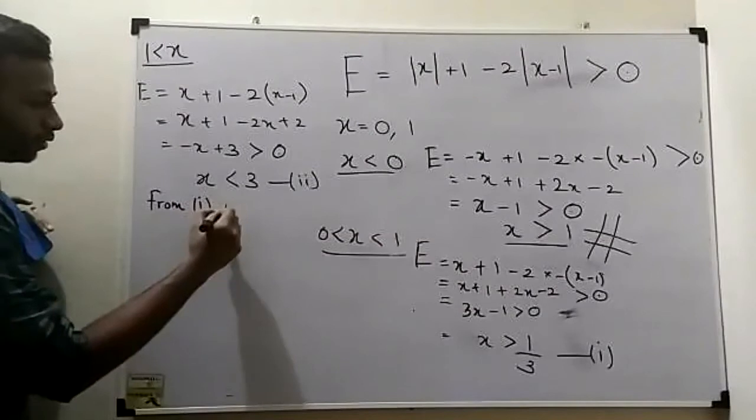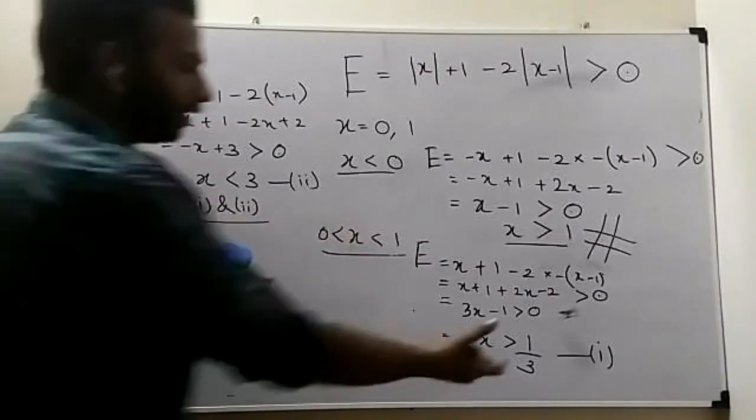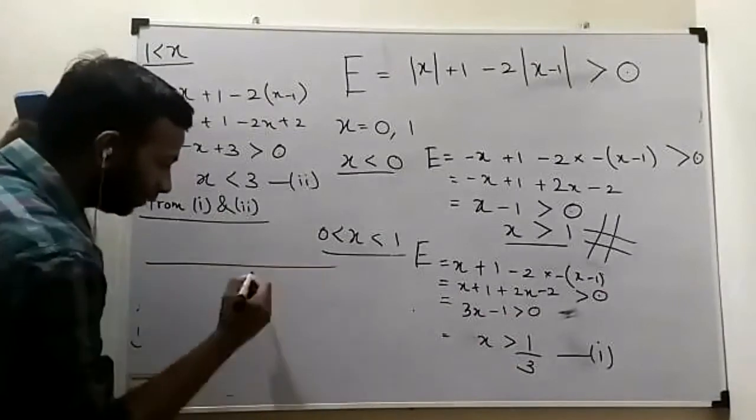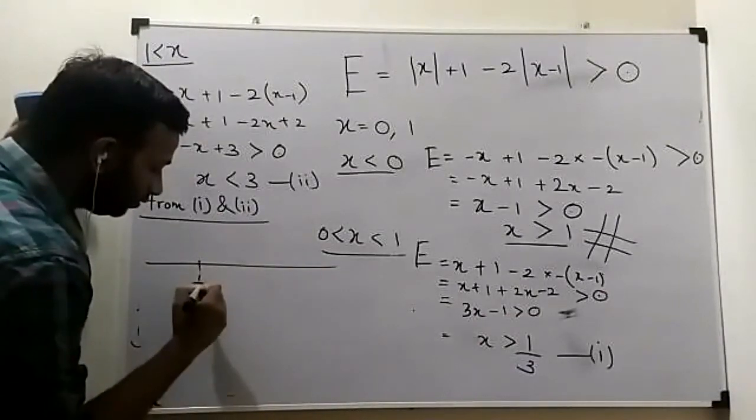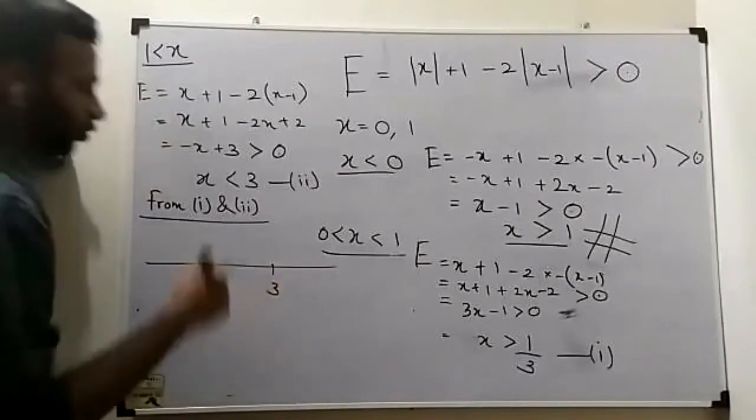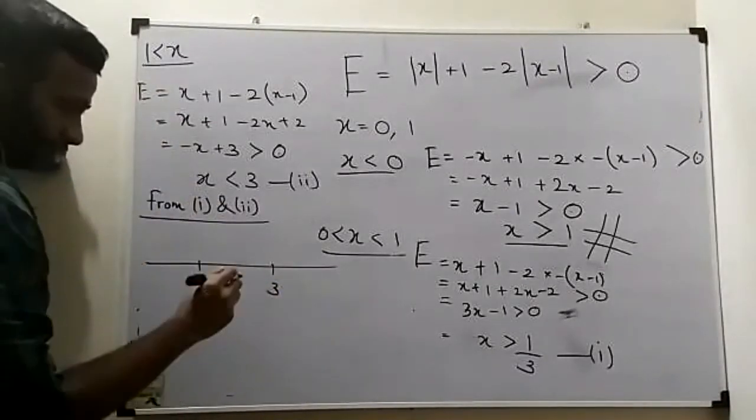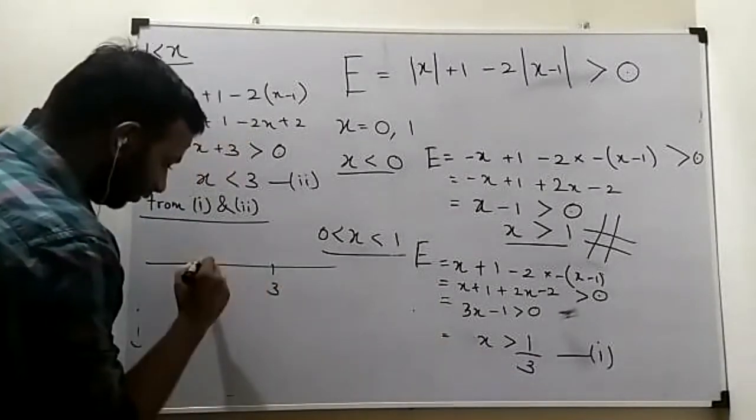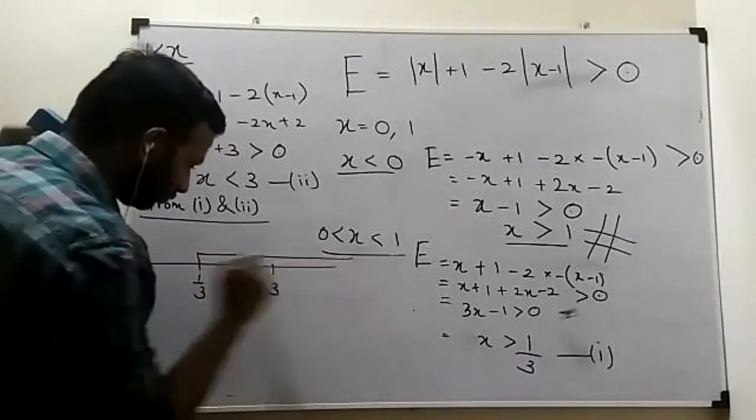it will be clearer if you just put x is greater than 1 over 3 and less than 3. Just to be more clear, I'll draw it on a number line. So what are the values? 1 over 3 and 3. So x is greater than the first one, x is greater than 1 over 3. That means it is this area, right?